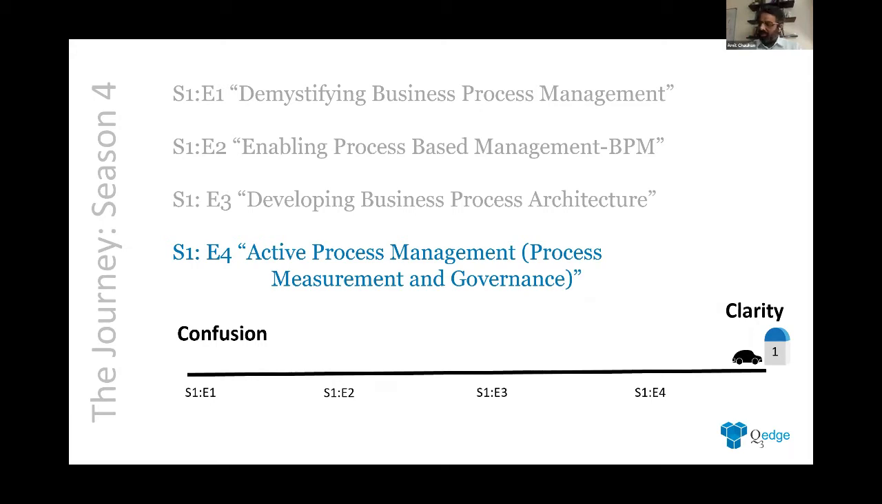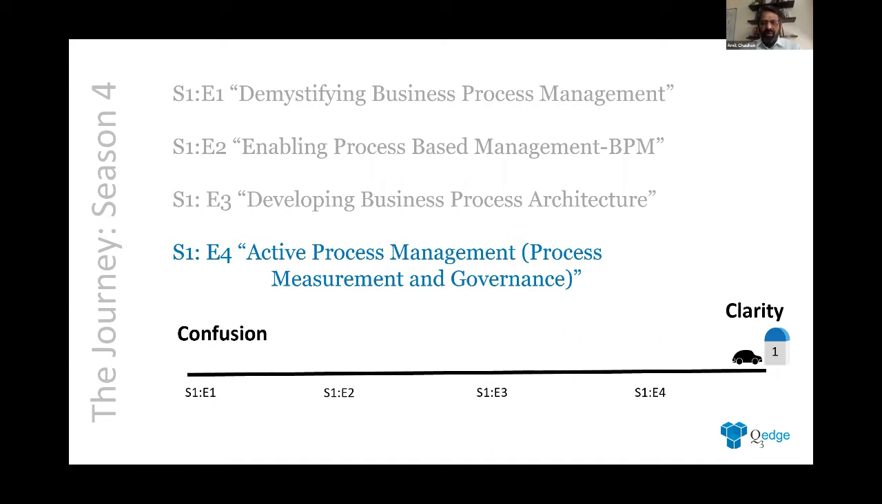Today, as per plan, we are on episode 4, and we are moving ahead towards our milestone 1, from confusion to clarity. So today we are going to discuss, once an architecture is defined, how can we enable process-based management in an organization? That means, how do we execute that BPM journey? And in this journey, one of the enablers we discussed was business process architecture. The other 6 enablers are all important.